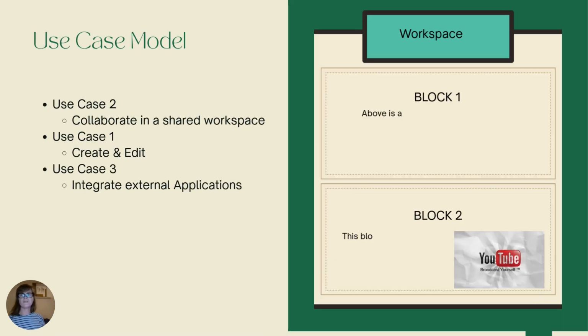Another relevant model to me is the use case model. In use case 2, it shows how real time editing works. Use case 1 is important because it tells us how the API should update pages and blocks, especially nested blocks. And the biggest one is use case 3 because it defines how authentication, API keys, and external content embedding should work.